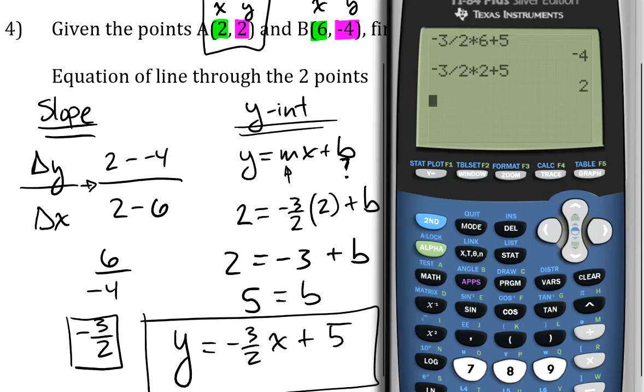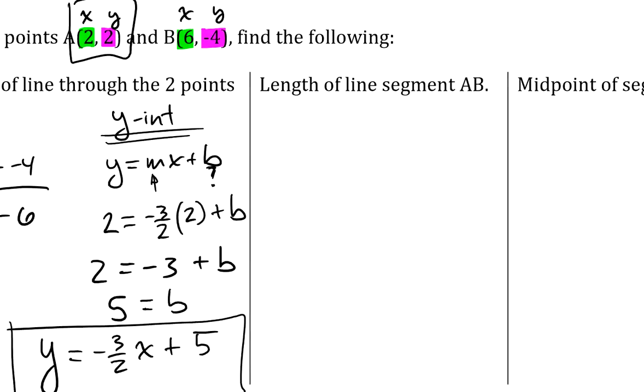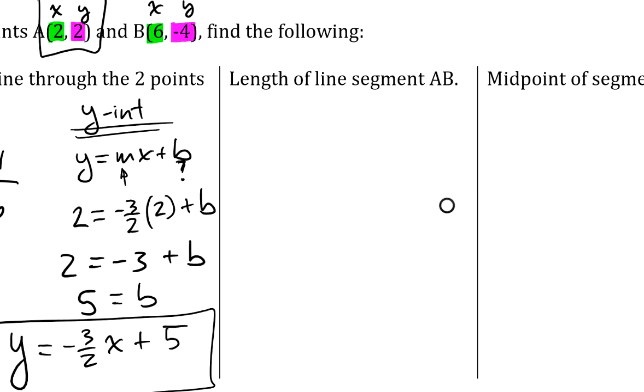Okay, this is exactly what I'm looking for. This is the equation of the line that goes through those 2 points. The other thing we're asked to do is find the length of the line segment AB. So I don't need this sketch, but I think having this sketch might be helpful. So I'm going to go ahead and do a quick sketch here.